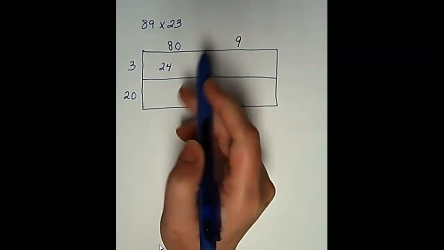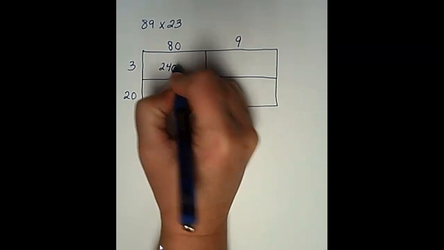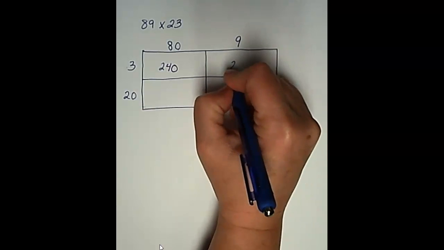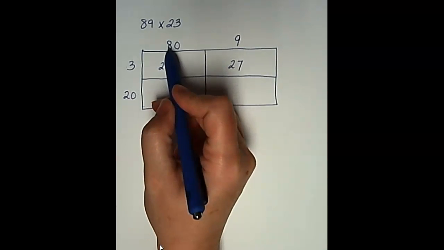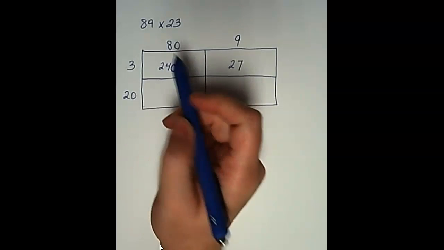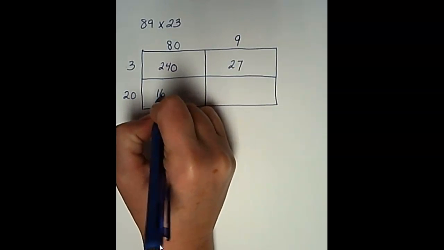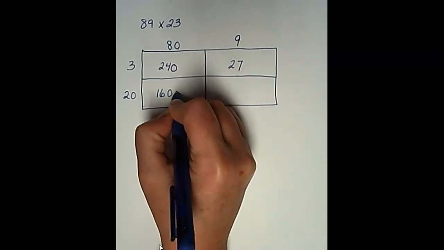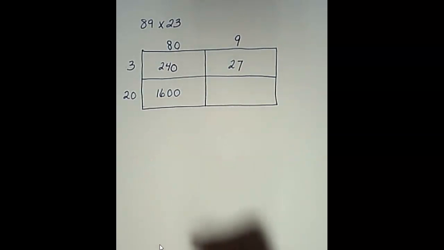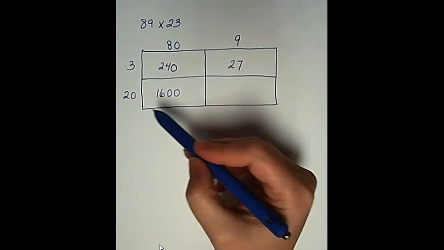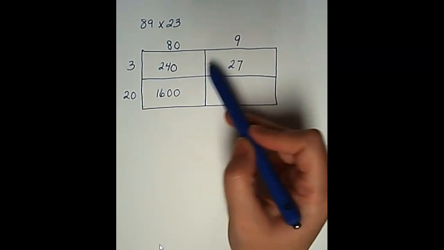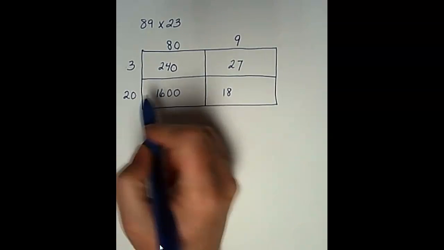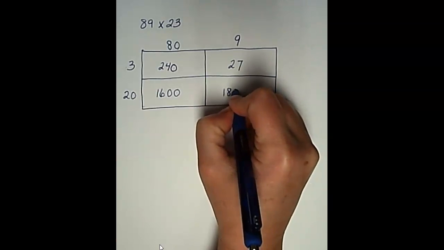There's a 0, so I'm going to put a 0 at the end. 3 times 9 is 27. 20 times 80. 2 times 8 is 16. There's 2 zeros in the problem, 2 zeros added to the end there. 20 times 9. 2 times 9 is 18. There's 1 zero in the problem.